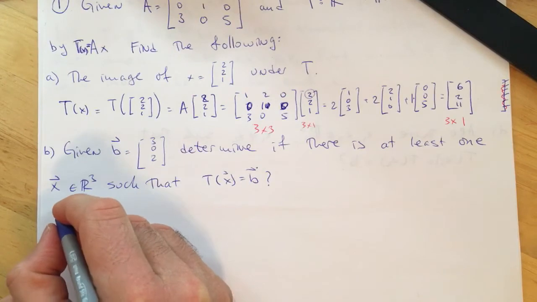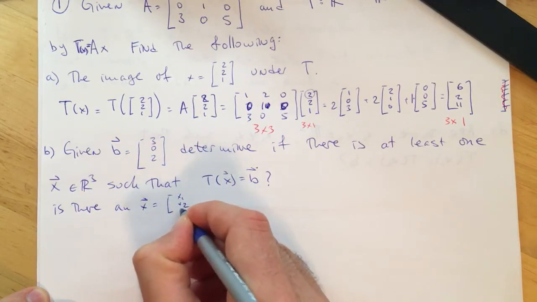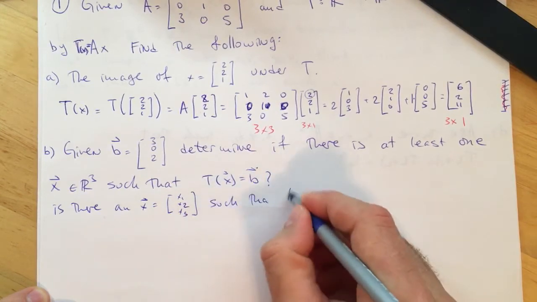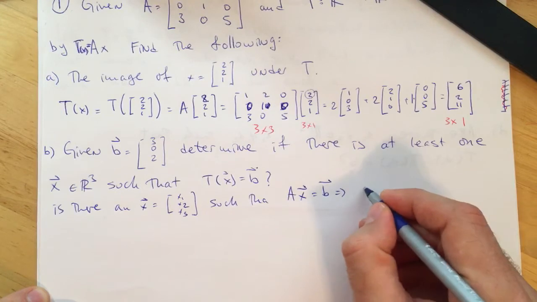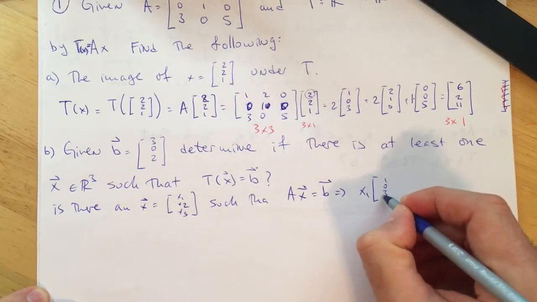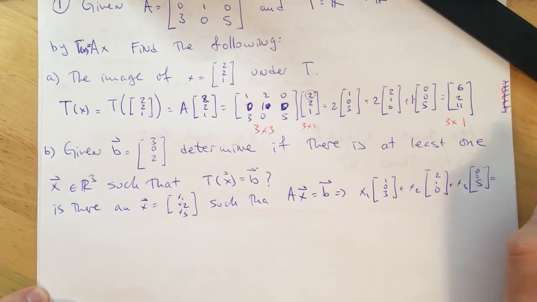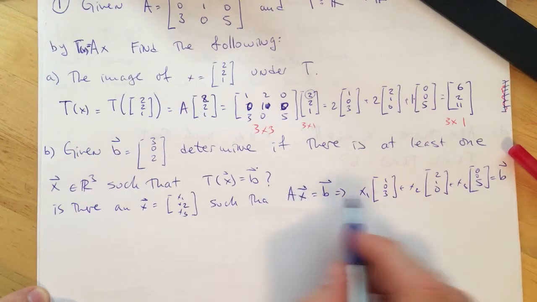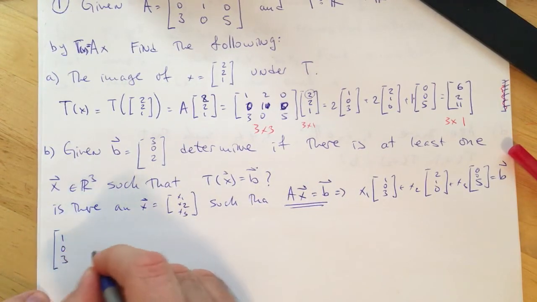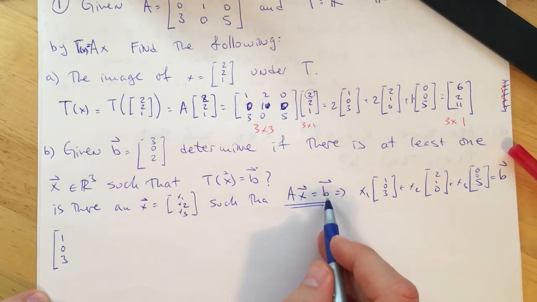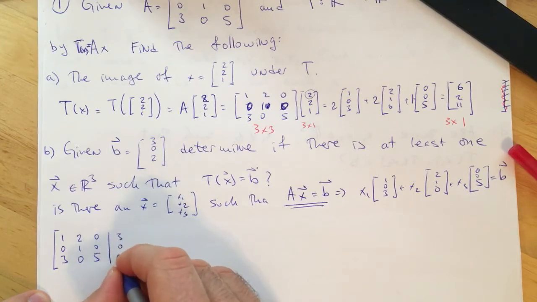But then we know how to answer this question, right? So we can say, is there an x (x1, x2, x3) such that A times x is equal to b? But A times x is equal to b is what? x1 times (1, 0, 3) plus x2 times (2, 1, 0) plus x3 times (0, 0, 5) is equal to the vector b. But we don't have to go through a vector equation. We know how to solve a matrix equation. Just create this augmented matrix and check if it is consistent. So (1 2 0; 0 1 0; 3 0 5) augmented by the vector (3, 0, 2).